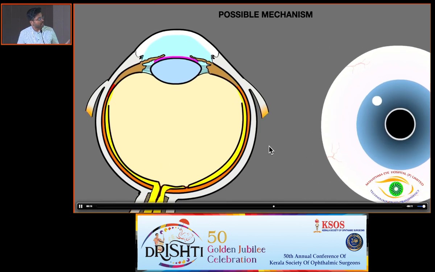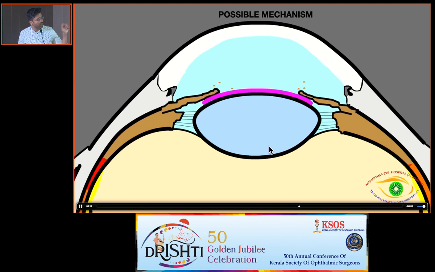In the video, this animation is showing what is happening whenever you place an ICL and how the pigmentary glaucoma is forming. All the blockage due to the pigment in the trabecular meshwork is demonstrated here. You can see this clearly.